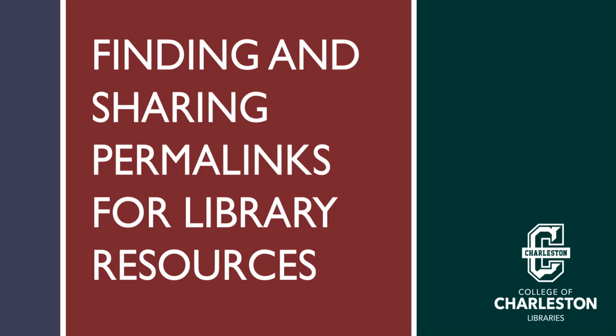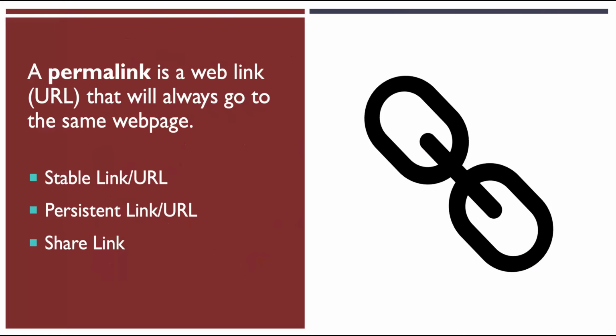In this video, you will learn how to find permalinks for library resources and how to share those links in OAKS to make your courses more accessible and more copyright friendly. A permalink is a web link that will always go to the same web page. Permalinks are also called stable links or URLs, persistent links, or share links. Sometimes they are represented by a chain link icon in web page menus.